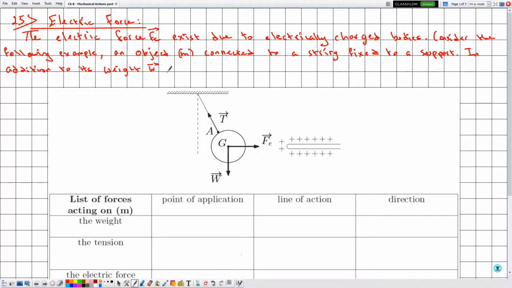In addition to its weight W and the tension in the string, M is subjected to an electric force due to a positively charged rod.